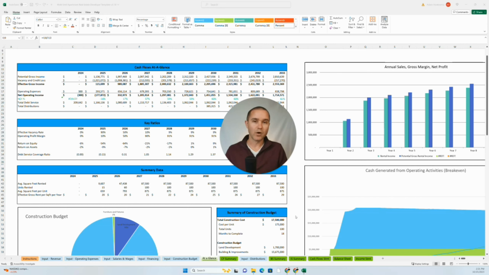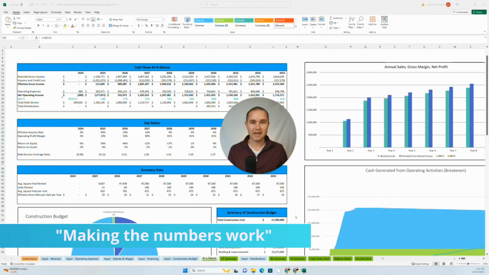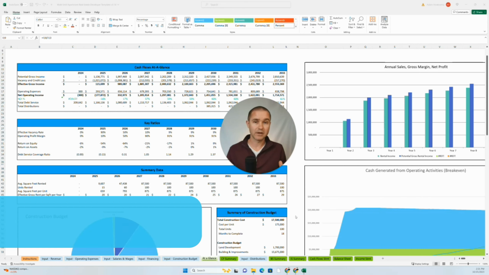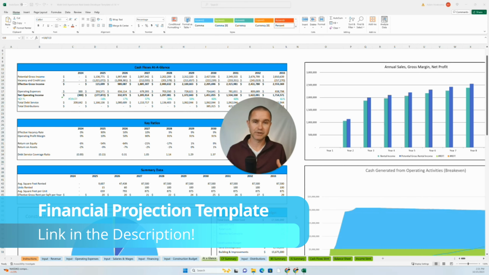That's what I'm going to try to help you with in this video. First of all, what does it mean getting a deal to pencil? Essentially, it just means getting the numbers to work out. And I'll show you why that's actually so hard in this current interest rate environment with this example template that I have. So I've got our multifamily developer template. So this is for a multifamily apartment development, an example here.